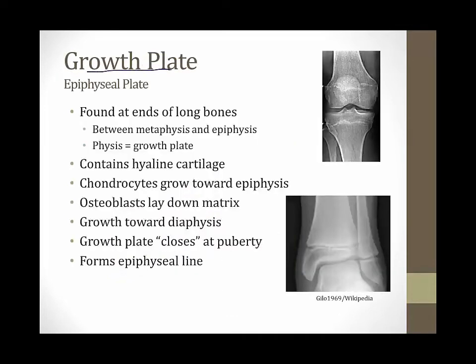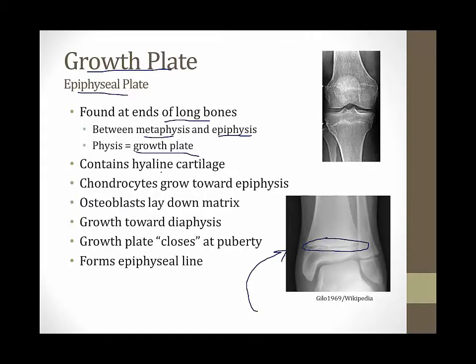So now let's talk about the growth plates, which are also called the epiphyseal plates. These are found at the ends of long bones between the metaphysis and the epiphysis, which are those portions of long bones we talked about earlier. In fact, the word physis means growth plate. If you look at this X-ray image from the arm of a child in the bottom right side of the screen here, you can see the growth plate right here.